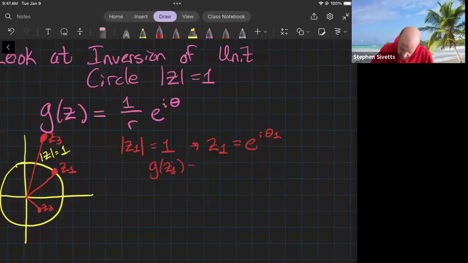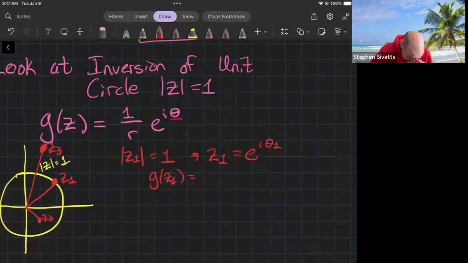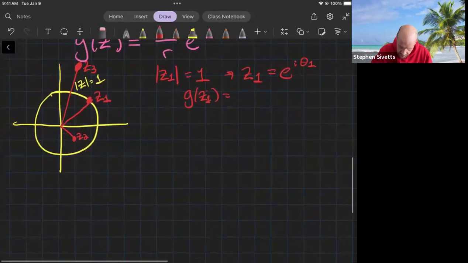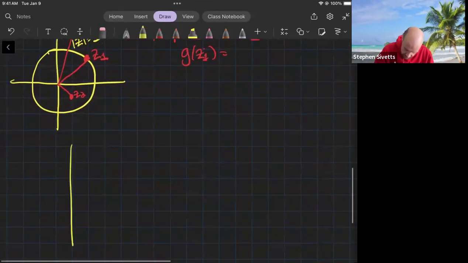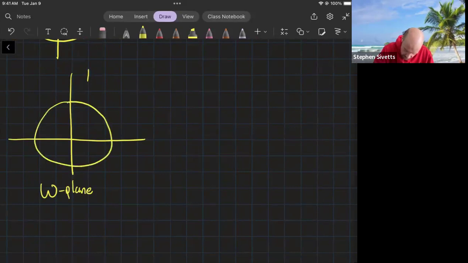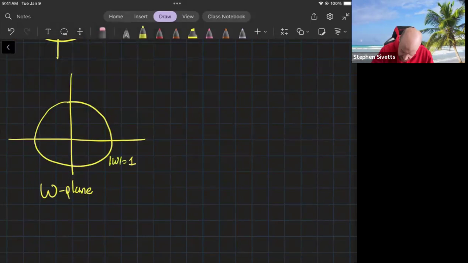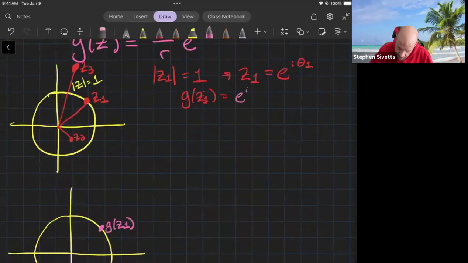G of z1, well, this will stay the same, because as you can see, the theta in our function will be the same as the theta in z. So in the w plane, if I look at the circle of radius 1, this circle represents a circle of radius 1. G of z1 will be stationary, right? So G of z1 will be this point, e to the i theta 1.